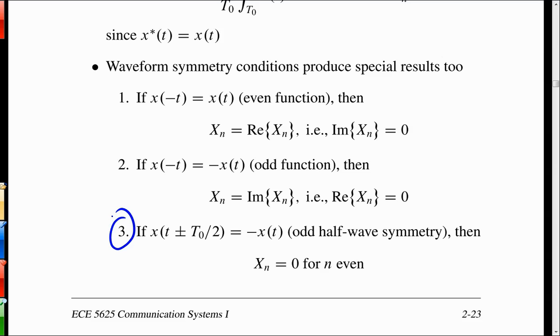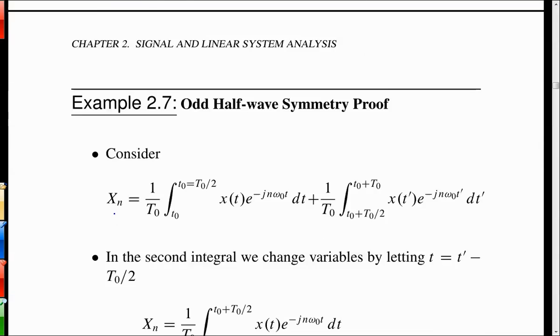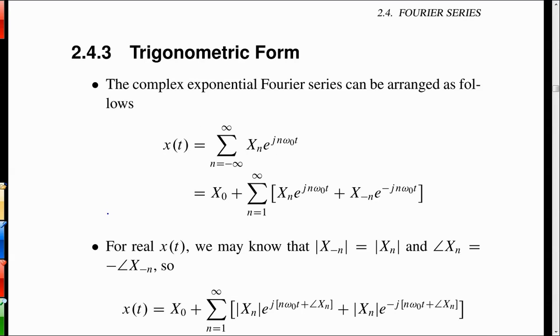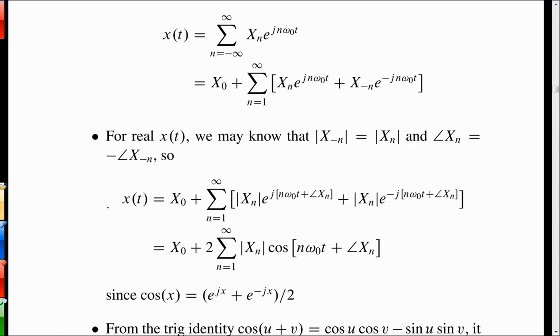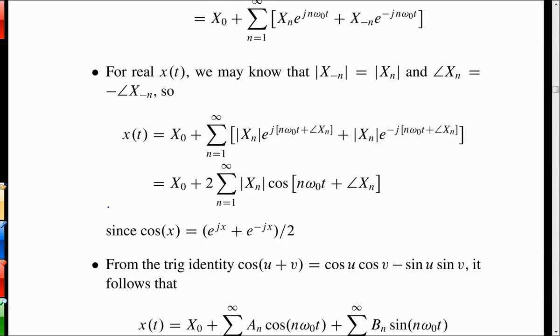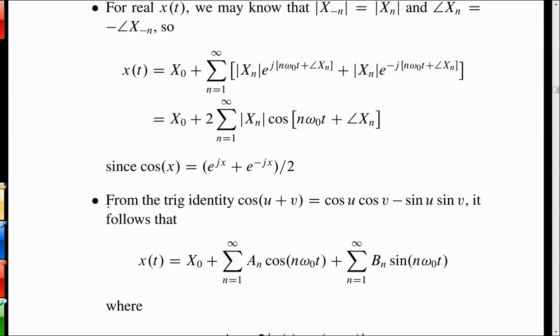A lot of waveforms we deal with have odd half-wave symmetry. A square wave is a prime example of that, and that's used as a clock signal in digital logic as well. There's a proof of that in here. I'm not going to go through it, but you can look at it. Trigonometric form, I'm not going to look at it either. It just follows from the complex sinusoid case from Euler's identity. It really just drops out from this property right here.